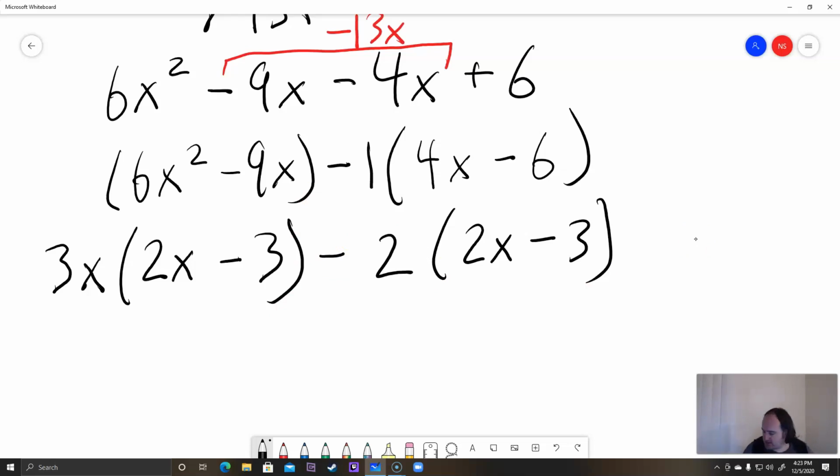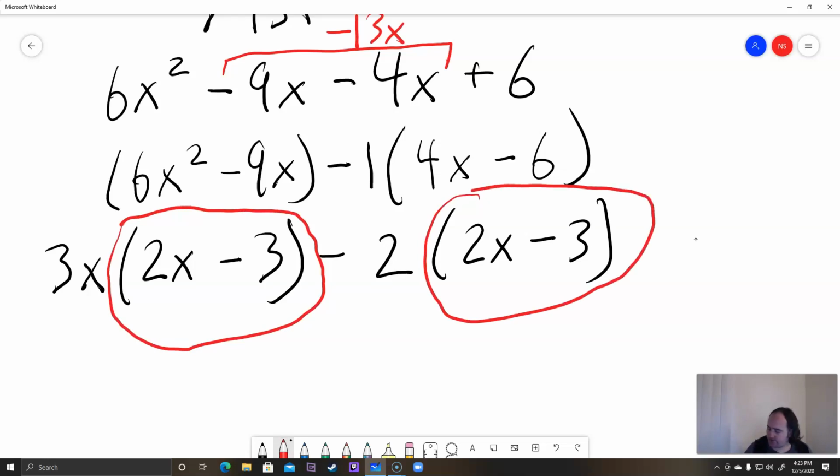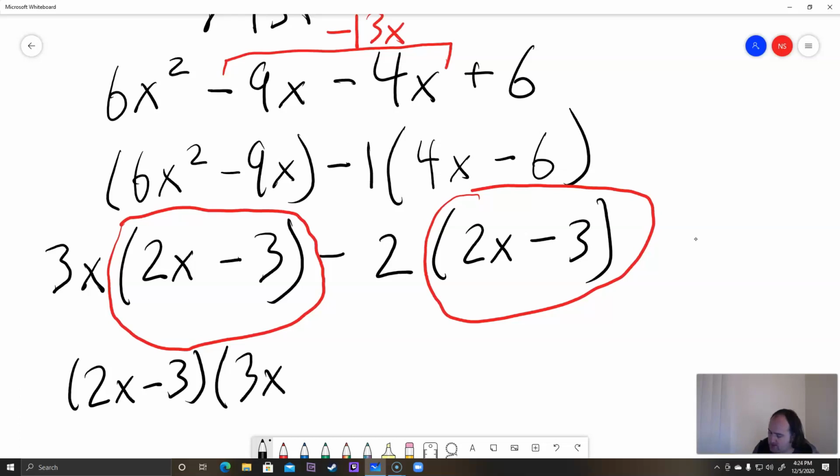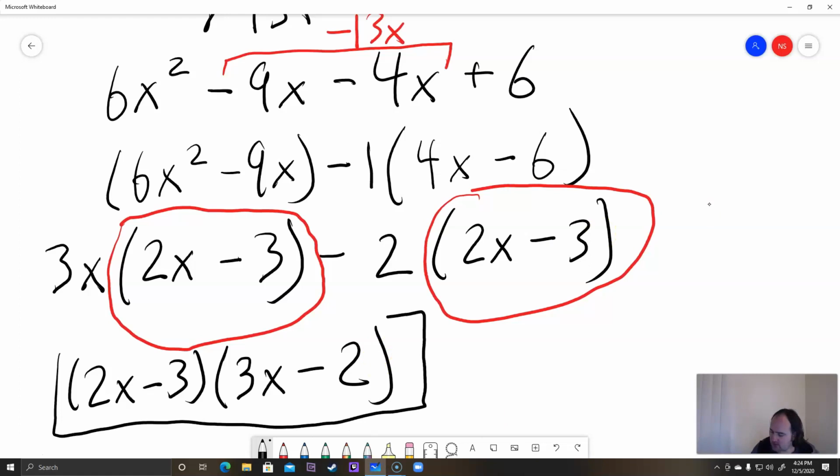Okay? And now we see that we have a common factor for the whole thing. So the GCF of the entire expression is going to be 2x minus 3. So since that's in common, we can factor that out from the whole expression. So I circled that. So I factor out what I circled. And then I put parentheses around what's left. So I'm left with 3x minus 2. Okay? And that's actually the whole problem. And you can always check it at the end if you want to, but I'm going to be lazy and not check it. Okay, so 2x minus 3 times 3x minus 2.